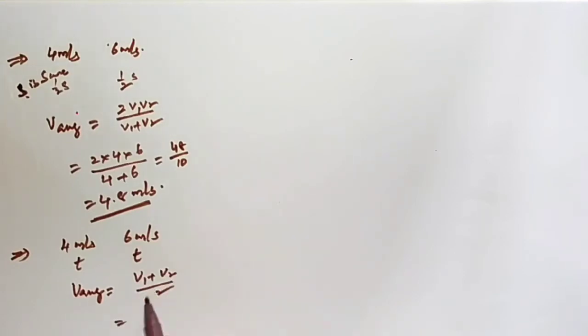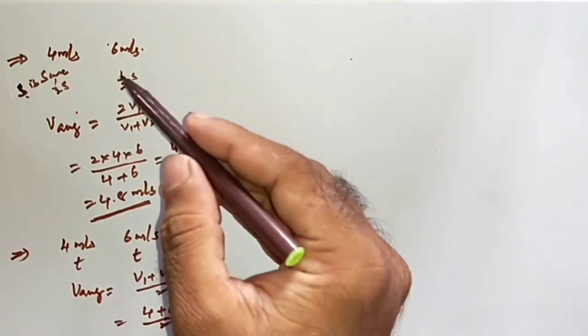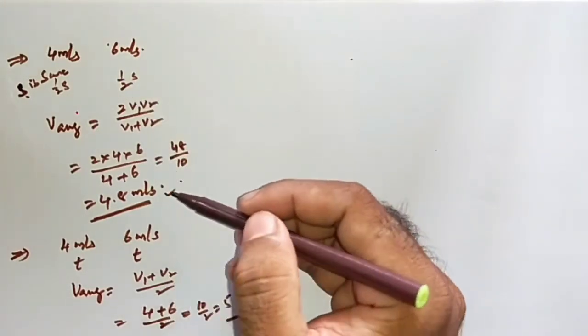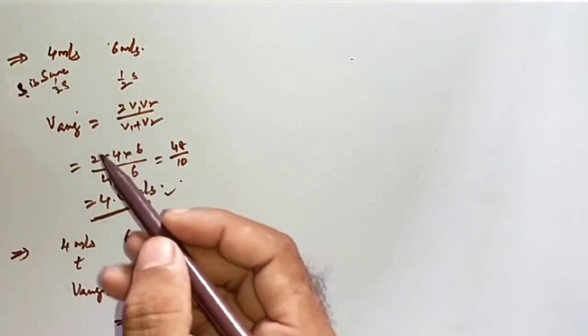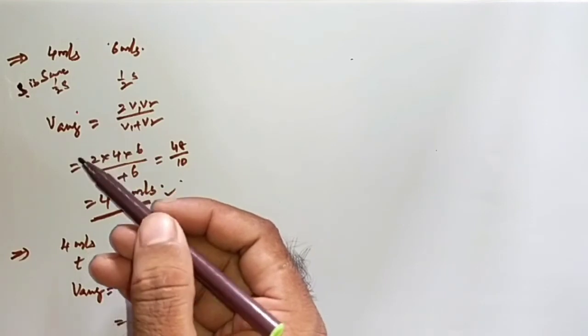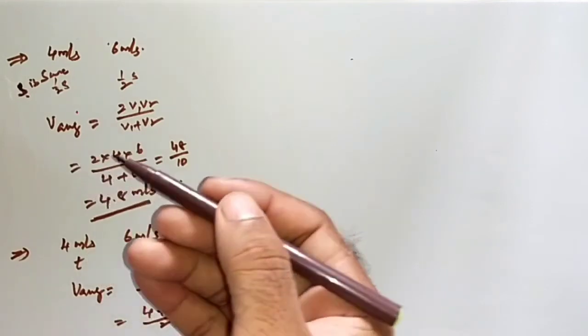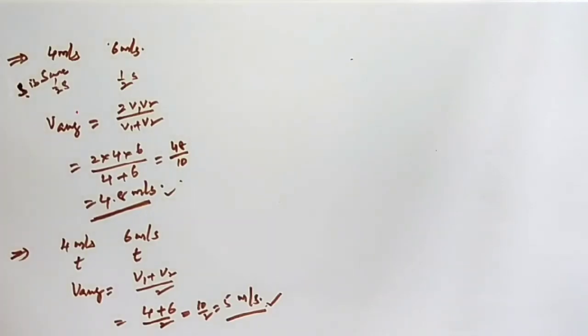So what is v1? 4 plus v2, 6, by 2. How much? 10 by 2. That is 5 meters per second. See the difference. If the distance is the same, it is 4.8 meters per second. If the time intervals are the same, it is 5 meters per second. Understood? So in this way one can calculate average speed and average velocity. As the body is moving in a straight line, average velocity and average speed are the same. So in this way we can calculate average speed formulas and numericals.